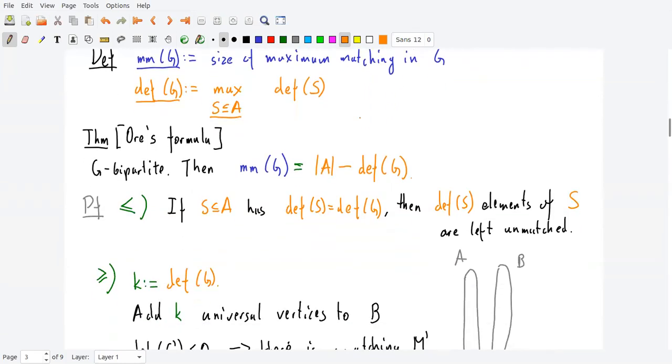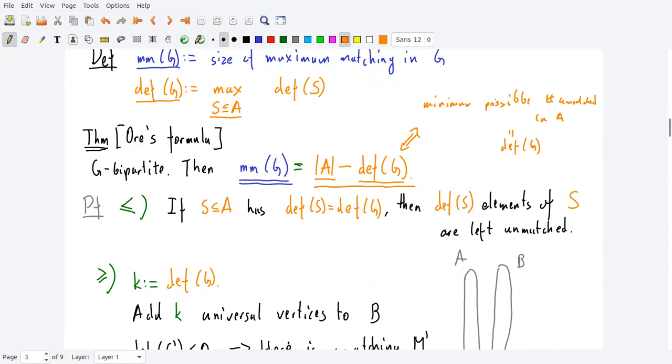So then, not surprisingly, you can use Hall's theorem to prove the following theorem, which is sometimes called the Ore formula. This tells you that the size of the maximum matching that you can find in a graph is exactly the size of the left side, the side A, minus the defect. So you can also think of this statement as: the minimum possible number of unmatched vertices in A is exactly the defect of G, the maximum possible defect of a subset.